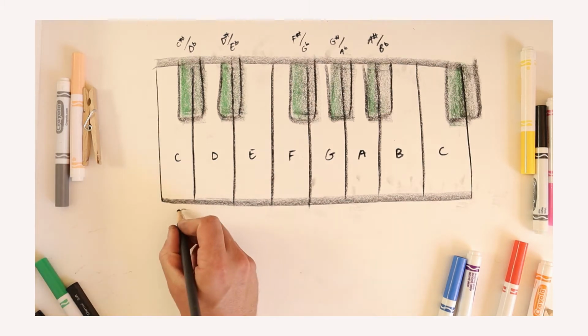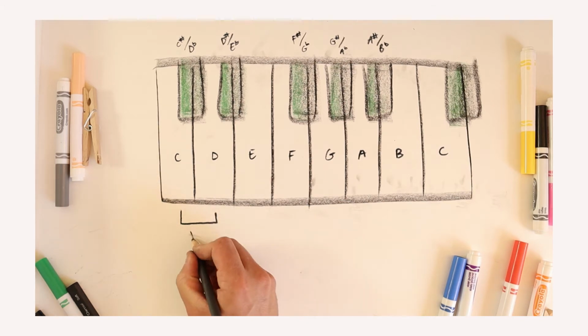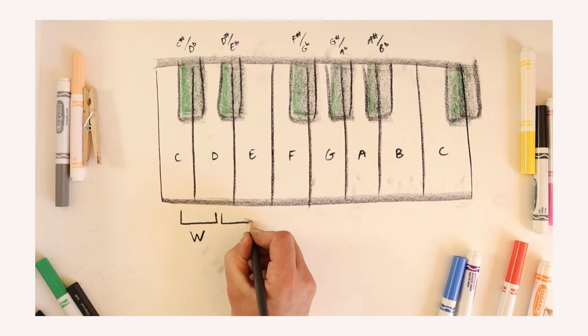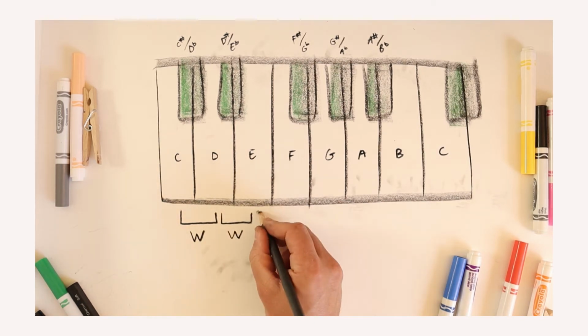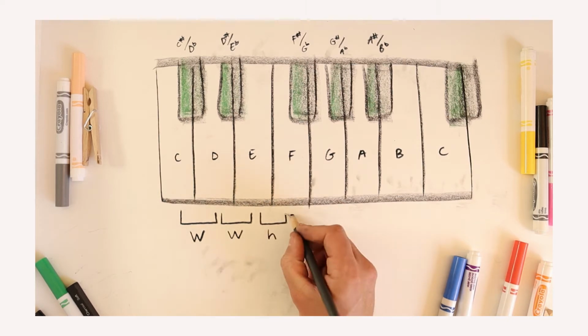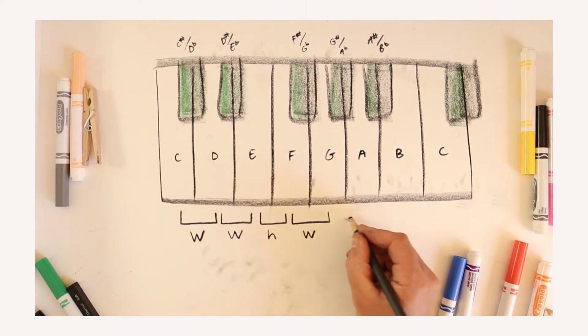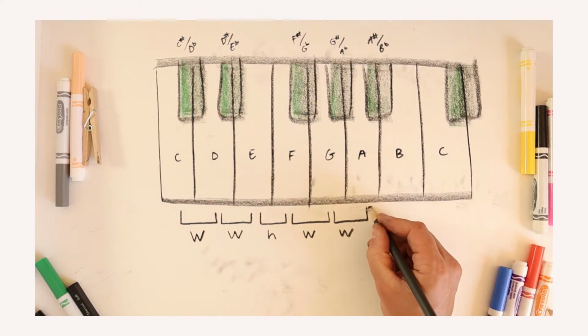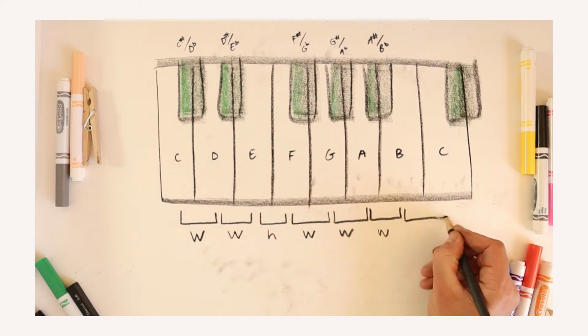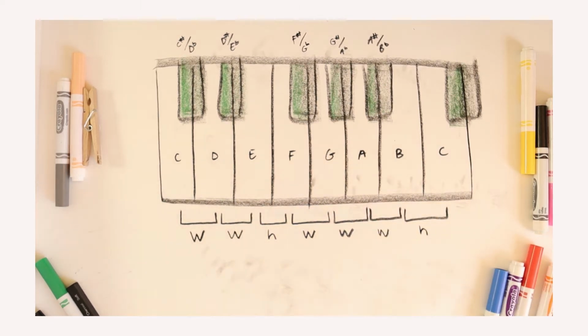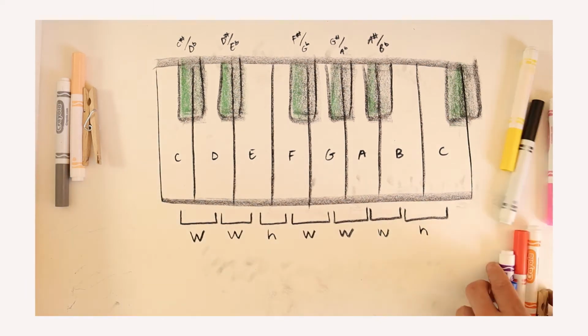So I start on C, and then from C to D, we have a whole step. D to E is a whole step. E to F is a half step. Then F to G, G to A to B, these are all whole steps. And lastly, from B to C is a half step and returns us to our starting note.